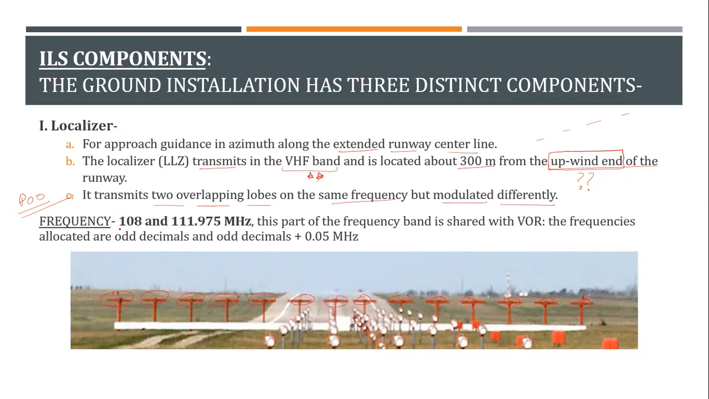Don't worry. The frequency is 108 to 111.975. The important thing to remember is that the odd number of decimals are used in this. For example, 108.5, or it could be 55, anything. 108.75 or 70. All these frequencies are the localizer frequencies. Remember, localizer uses the VHF band. And as I told you, the 0.05 megahertz is the value.